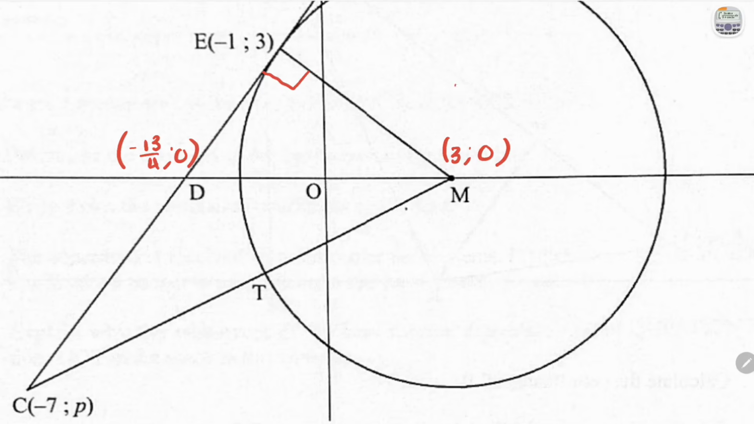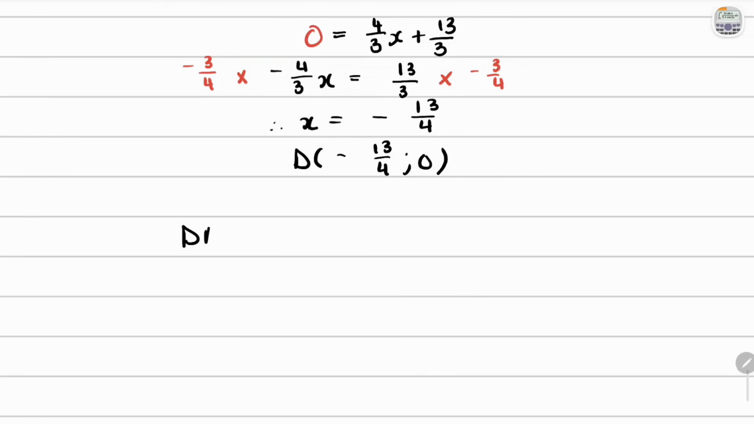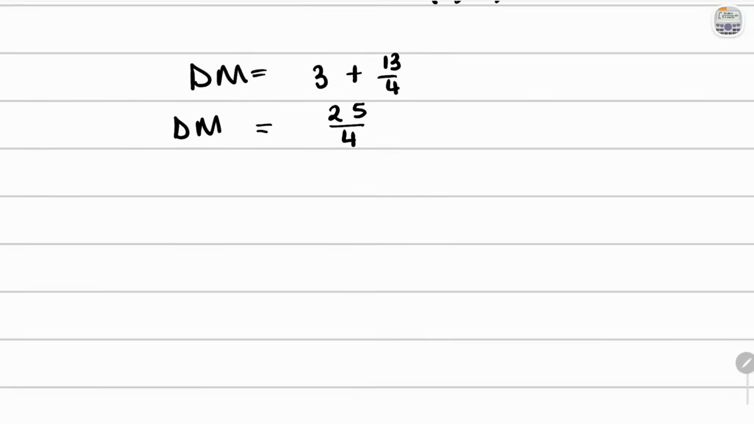So you can just say the highest x value minus the lowest x value, and you will find the length of that line. So that's what we'll do here. 3 minus -13 over 4. That will give you DM. So DM is equal to 3 minus -13 over 4, which gives you plus 13 over 4. Okay, so if you put that over 4, so over 4 times 4 on the numerator and denominator, that's going to be 12 over 4. And 12 plus 13 is 25. So 25 over 4 would be your answer for DM, which we can write as a decimal as well.